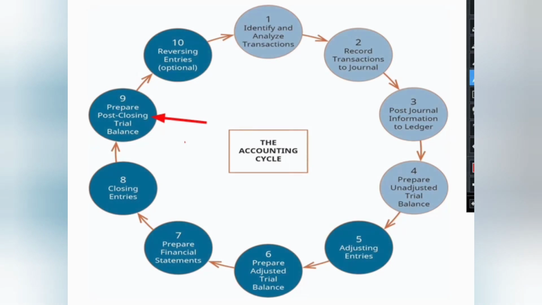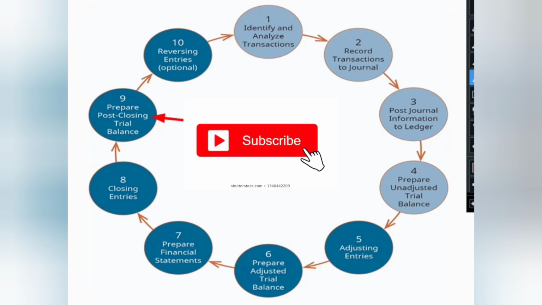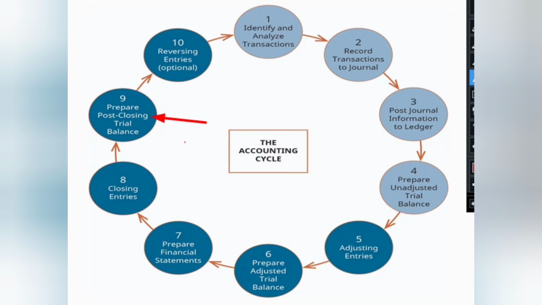In step 9, we need to prepare a post-closing trial balance. Post-closing trial balance means we already closed the temporary balances, that are revenue and expenses, in step 8. Now we need to prepare the trial balance for only the permanent accounts, that are assets, liabilities, and owner's equity. So we prepare the closing trial balance for these permanent accounts at step 9 to make sure that the total debits equal the total credits.